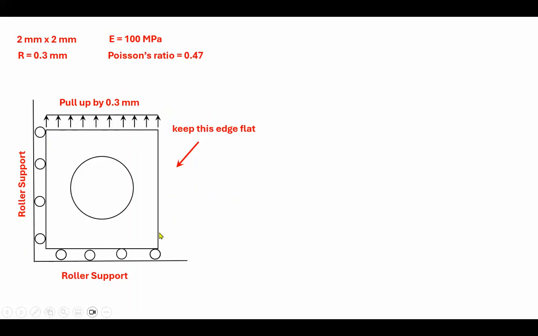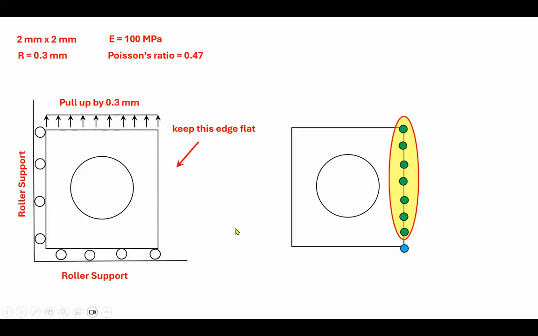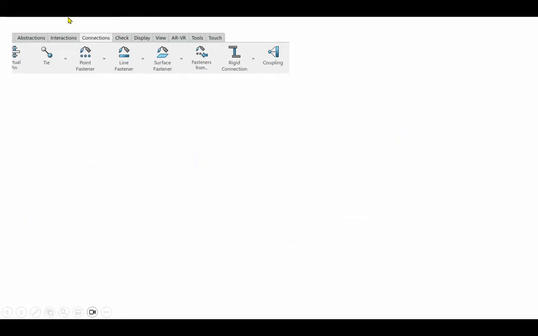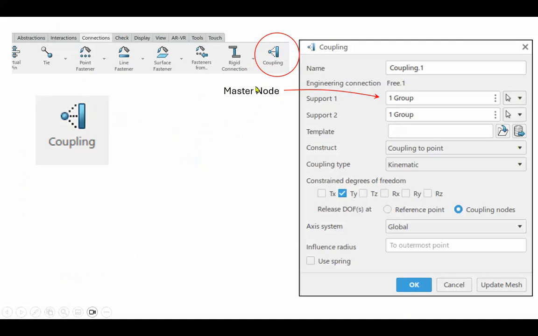And this is exactly the crux of this tutorial. How do you make sure that this edge stays flat? The way this is handled is we create a master node down here, a set here, which represents that single node. And these nodes are supposed to follow that master node, as followers, in the horizontal direction. So this is a master node, these are follower nodes, and in 3D Experience, as I said, there's no constraint equation functionality, so you have to use coupling here. And when you click on the coupling, it asks you for two sets, essentially one is the master, the other one is the follower.